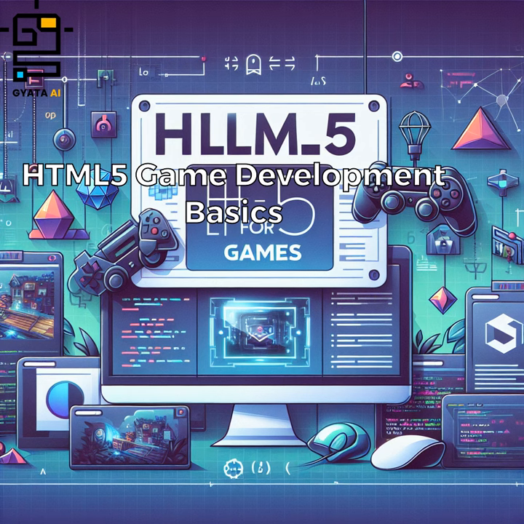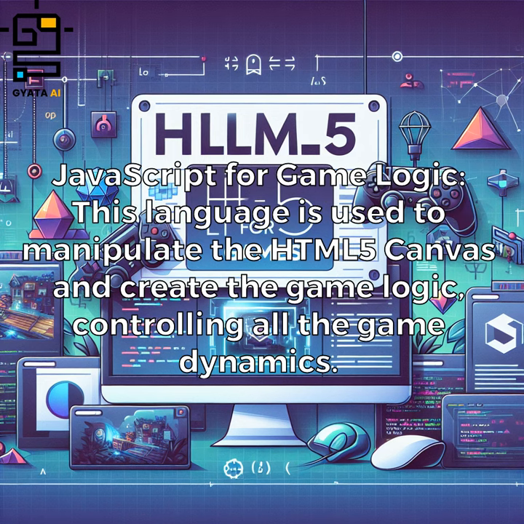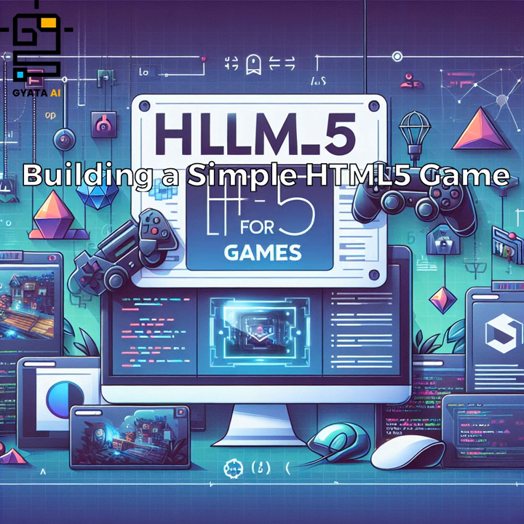HTML5 Game Development Basics. The canvas is a container for graphics where you can draw on the fly using JavaScript. JavaScript for game logic: this language is used to manipulate the HTML5 canvas and create the game logic, controlling all the game dynamics. CSS3 for styling: CSS3 is used to style your game and create simple animations.